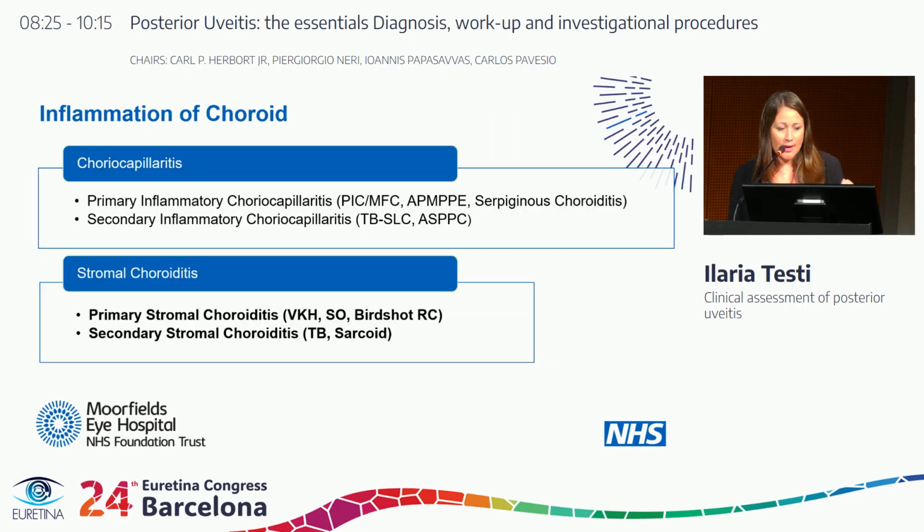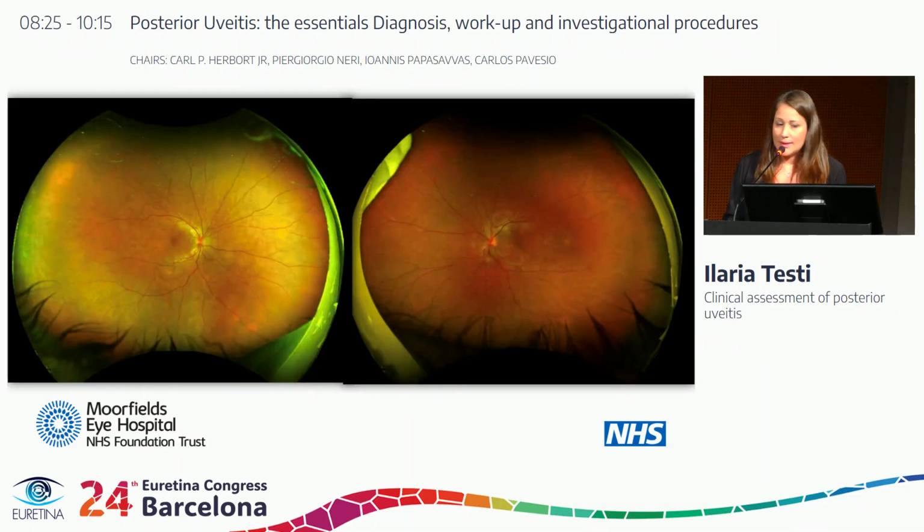Let's go deeper now, and we go to the stromal choroiditis. So we have the primary stromal choroiditis, where the inflammation targets the stroma, okay? So we have VKH, we have birdshot, and then we have the secondary stromal choroiditis. This means that the stroma of the choroid is basically the location of the random inflammation from a systemic disease, namely TB or sarcoid.